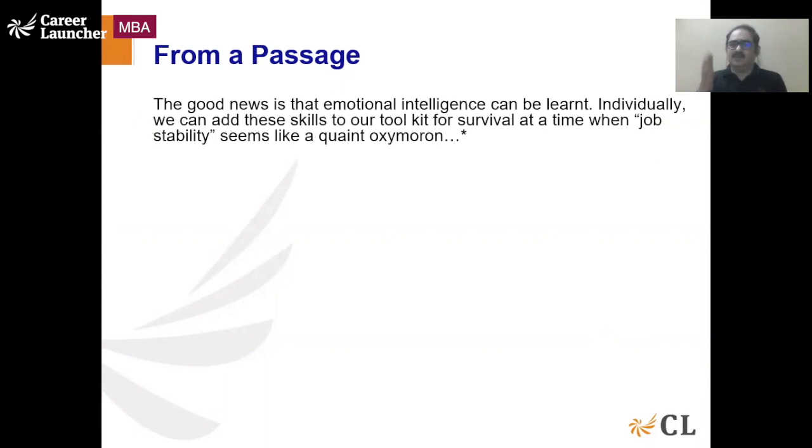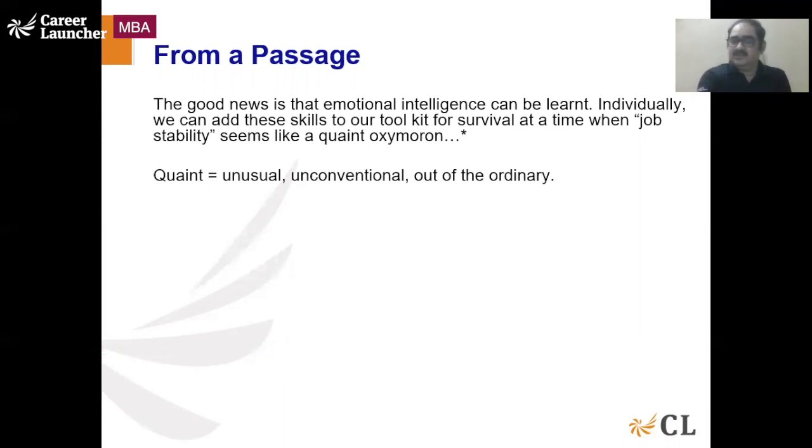Well, until somebody comes to the word quaint or the expression quaint oxymoron, it becomes very easy to understand. But what is this quaint oxymoron? How does that relate to the context? Can I understand it? Let's look at the words quickly. The word quaint means something unusual, unconventional, out of the ordinary, something strange.